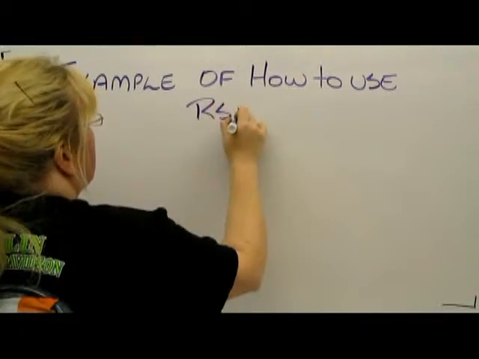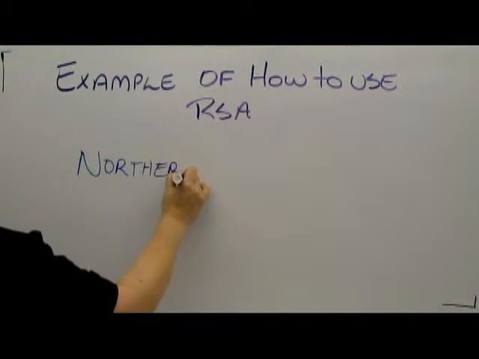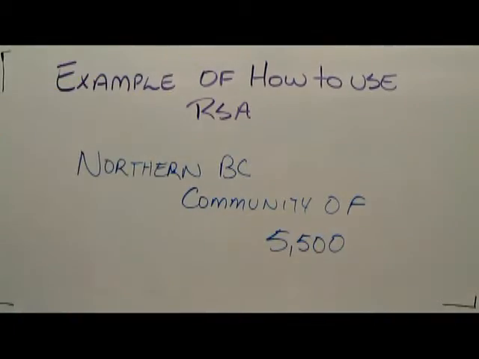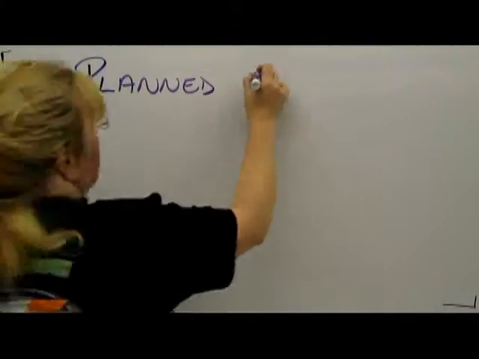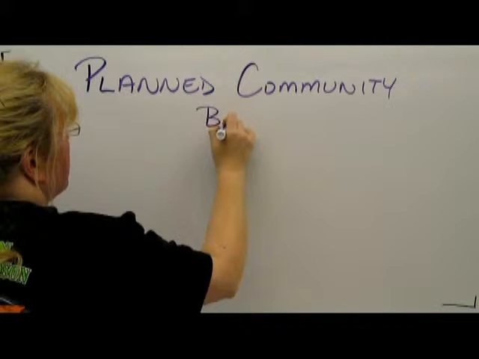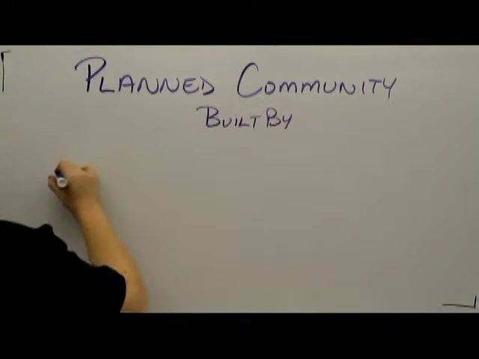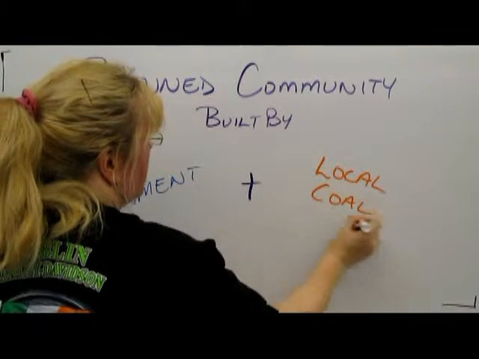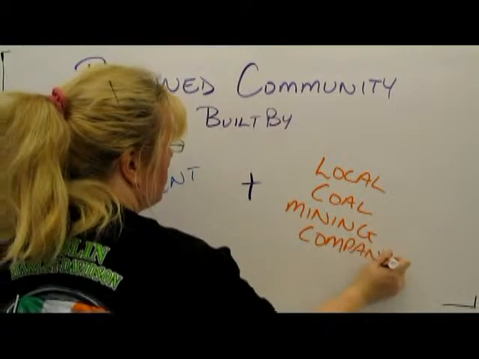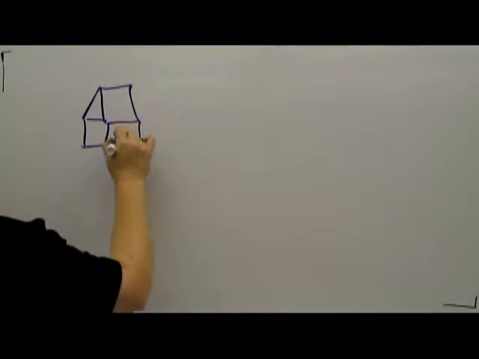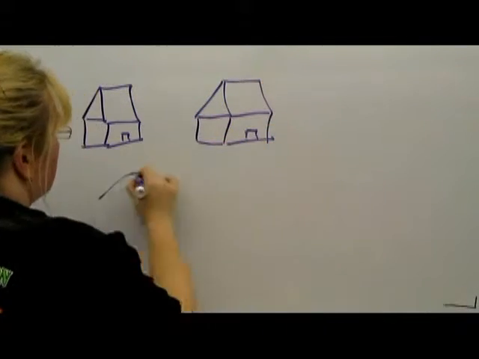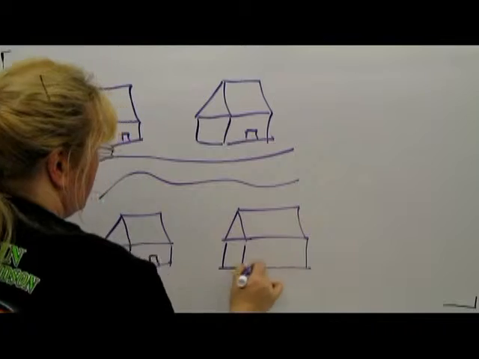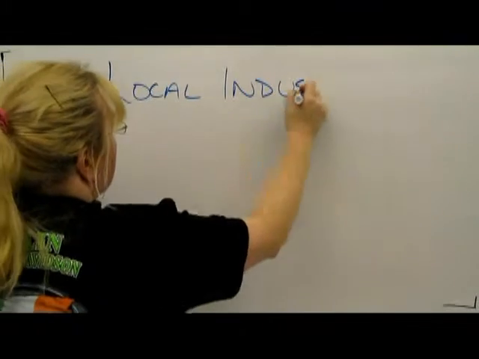So now we're going to look at a real-life fictitious example of how to use RSAs. We're going to go to a northern community of 5,500 people. This is a planned community, which means it was actually built by the British Columbia government and a local coal mine. Now think about the amount of money to be in this place. They built all the houses. They actually built the roads first, and then they built the houses. Everything is top of the line in this community.